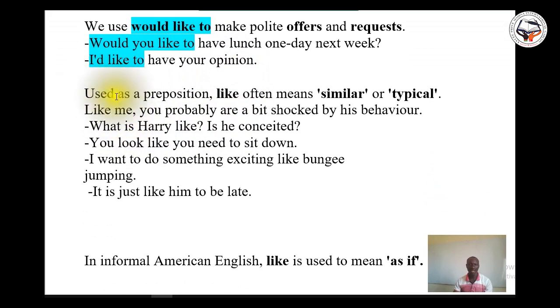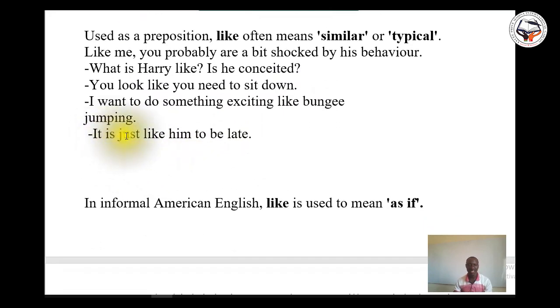Used as a preposition, like often means similar or typically. Like me, you probably are a bit shocked by this behavior. What is Harry like? You look like you need to sit down. I want to do something exciting like bungee jumping. It is just like him to be late.